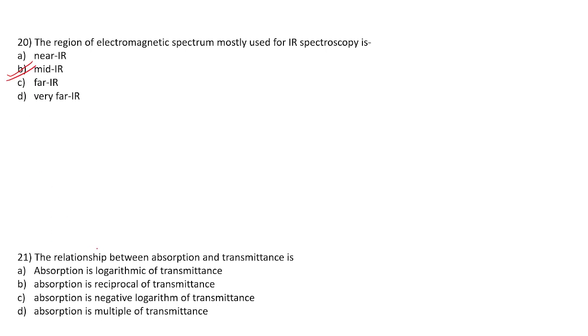Then the relationship between absorption and transmission is A. Absorption is logarithmic of transmittance. B. Absorption is reciprocal of transmittance. C. Absorption is negative logarithm of transmittance. D. Absorption is multiple of transmittance. So what should be the answer?